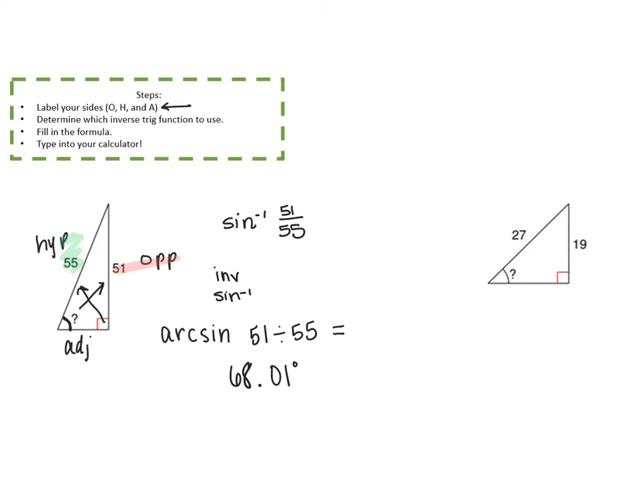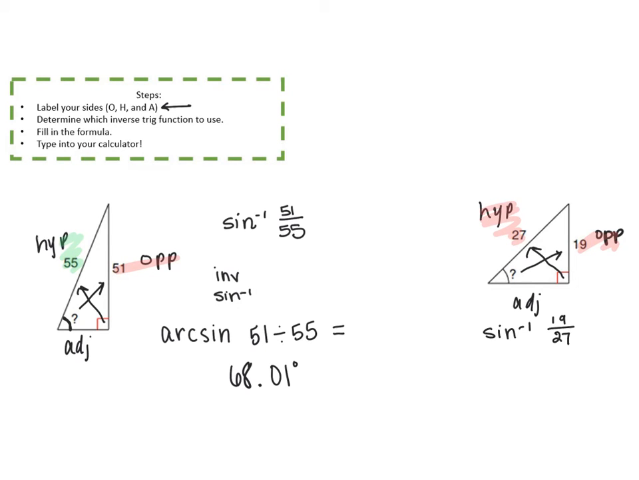For the second example, I'm going to follow the same steps. Across from the angle I'm looking for is opposite. Across from the right angle is hypotenuse. The third side is adjacent. Looking at this problem, I have hypotenuse and opposite. That's O and H. That means I'm using sine inverse. O comes first in the formula, so it goes on the top of the fraction.